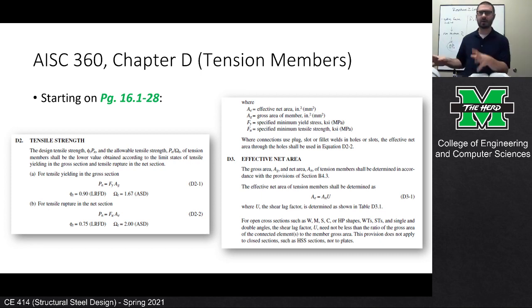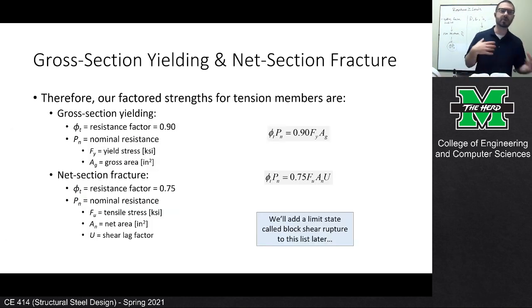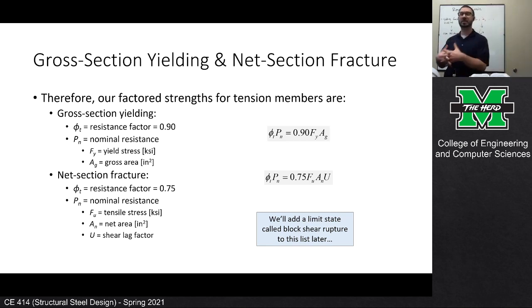And that's sort of the big topic of today: shear lag and slenderness, because I want to talk about D1 as well. So if we summarize our expressions for phi-PN, right now we have two limit states to assess. We have a phi-PN for gross section yielding and a phi-PN for net section fracture. So for gross section yielding, if we want to compute phi-PN, we take 0.9 times Fy times Ag, and for net section fracture, 0.75 times Fu times An times U.